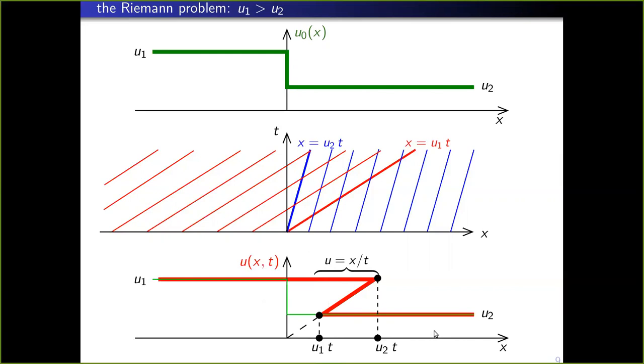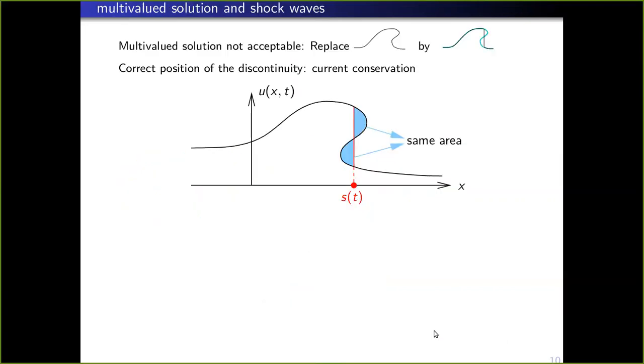So the idea would be, since the multi-valued solution is not acceptable, replace the multi-valued solution by something which is part of the solution, has a discontinuity, and then again part of the solution. So how could one fix the position of this discontinuity? And the solution is to use current conservation.